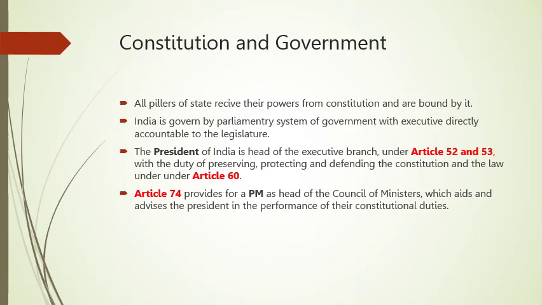Article 73 provides for the Prime Minister as head of the Council of Ministers, which acts and advises the President in performance of their constitutional duties. This Article 73 made the President a ceremonial head of the state because he is bound to follow the advice, suggestions and recommendations made by the Prime Minister, who is head of the Council of Ministers, that is the cabinet.